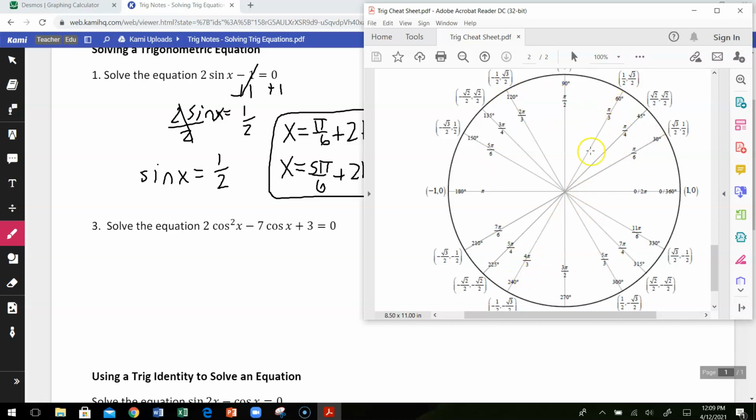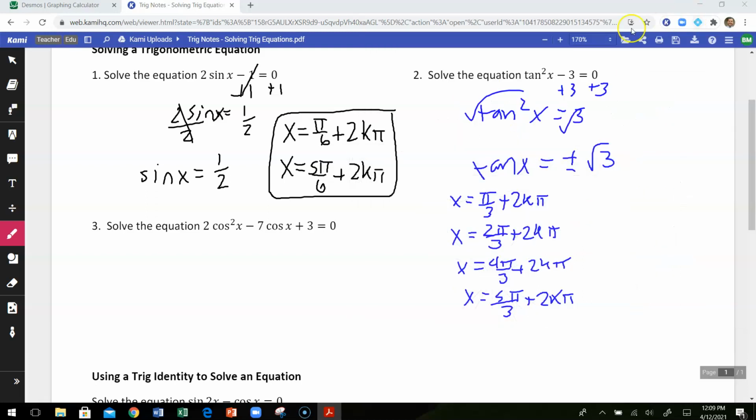Well, what I want you to notice is that pi over 3 and 4 pi over 3 are a half rotation away, right? If I just go half a rotation of the circle from pi over 3, I get to 4 pi over 3. And likewise, 2 pi over 3 and 5 pi over 3 are exactly across the circle from one another. So that's a half rotation of the circle there. So instead of saying both the pi over 3 and the 4 pi over 3, I could just say pi over 3 plus a half rotation, which would be k pi, not 2k pi, and then I don't have to list both of those.